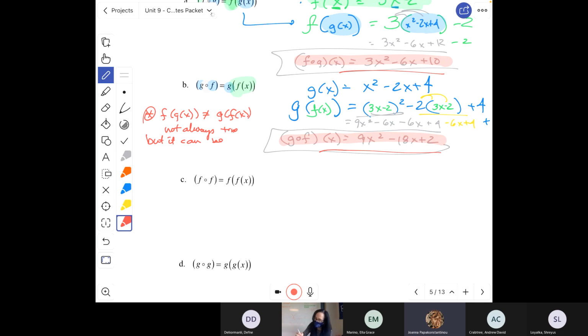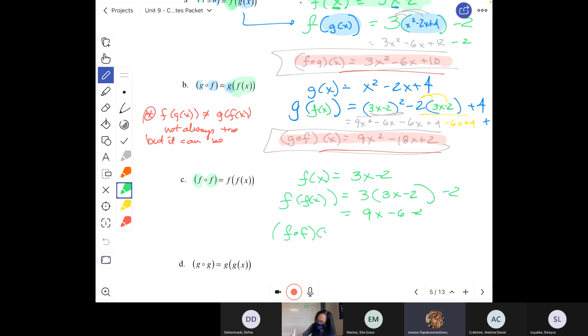Okay, so for practice, let's just compose f with itself. So I have f composed with itself. That means I start with f of x, which was 3x minus 2, and then I feed it back into itself. And then I just distribute. I get f composed with itself, which is just 9x minus 8.